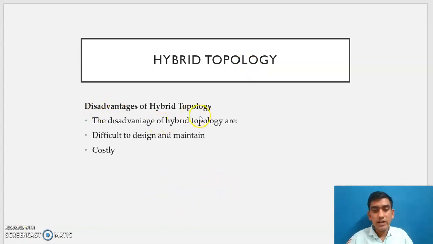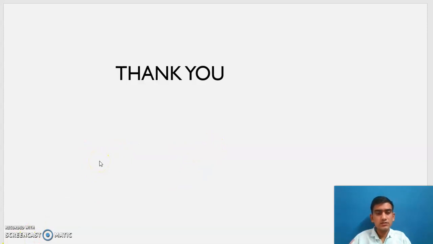Some disadvantages of hybrid topology. The disadvantages of hybrid topologies are that they are difficult to design and maintain. These are costly. So with this, we end our session.